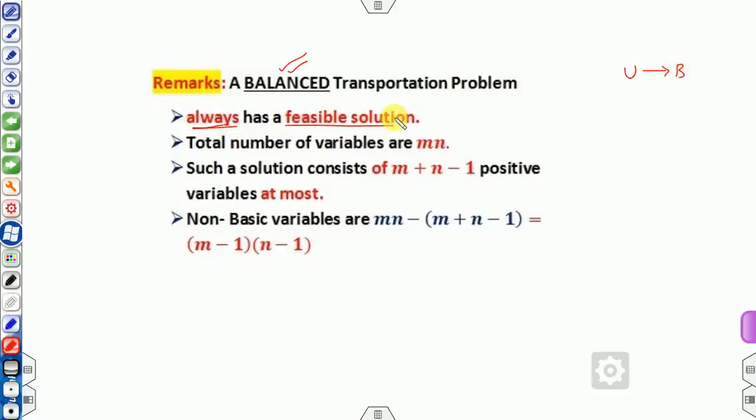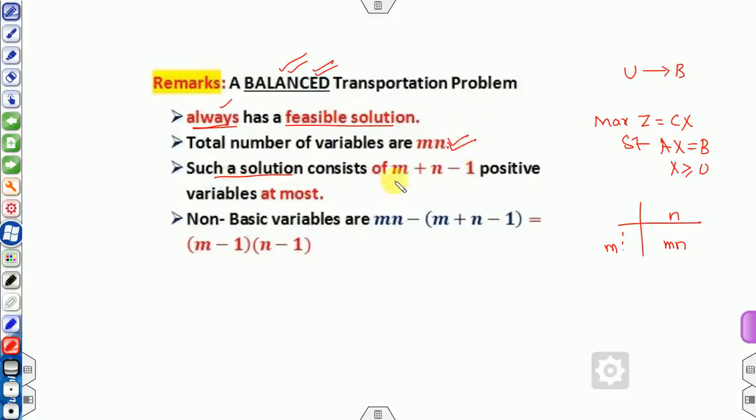Remember, in the simplex method, whenever you try to solve an LPP like this, there is no guarantee whether there is a feasible solution or not. But a balanced transportation problem always has a feasible solution. What is the total number of variables? If there are m sources and n destinations, the total number of variables is mn. Out of the mn variables, such solutions consist of m plus n positive variables at most.